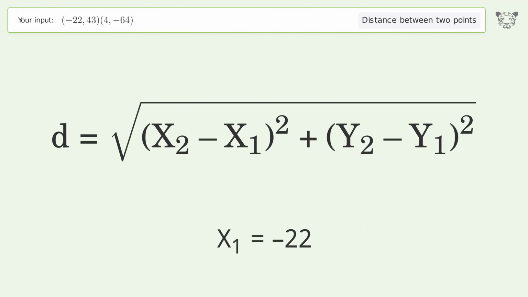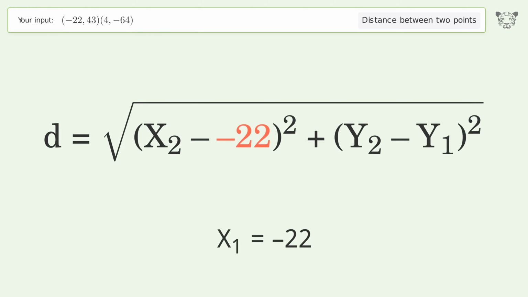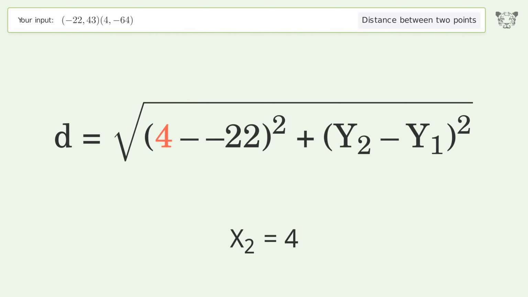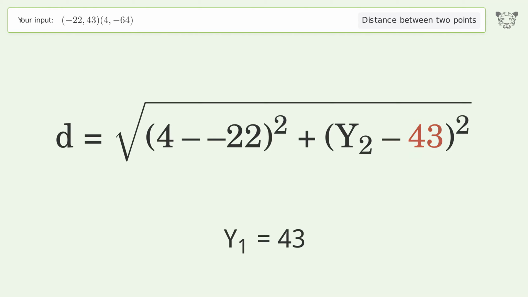x1 equals -22. x2 equals 4. y1 equals 43. y2 equals -64.